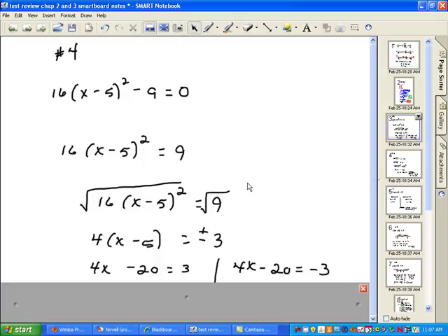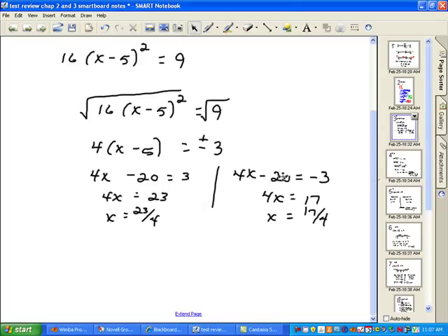We use both of those problems. We set 4x minus 20, I've just distributed, equal to 3, and 4x minus 20 equal to negative 3. And we solve both of those problems. Looking at the rest of the work, we brought the 20 to the other side over here, gotten 23, divided both sides by 4. Over here, I brought the 20 to the other side, got 17, and divided both sides by 4. These are my two answers. You should always check your answers and make sure they make sense.